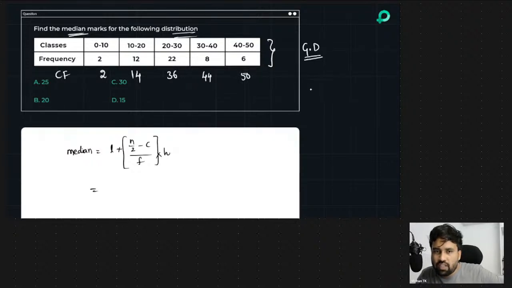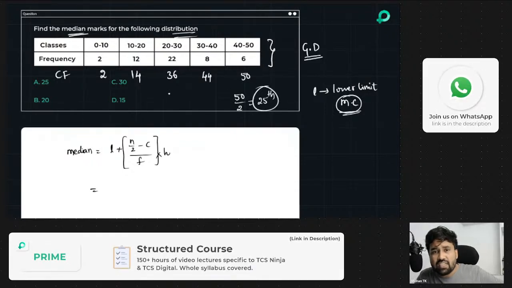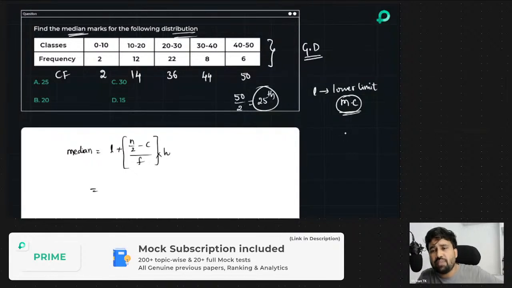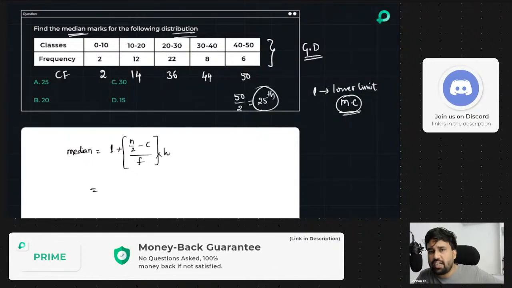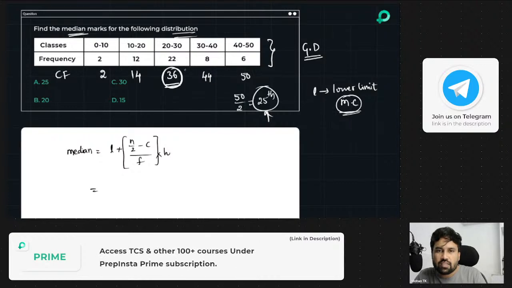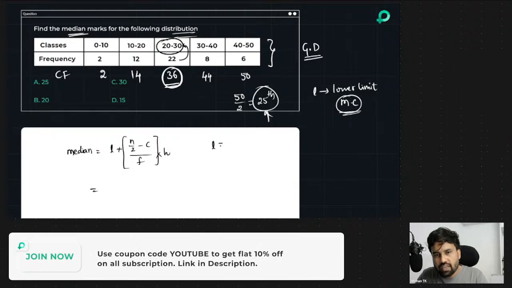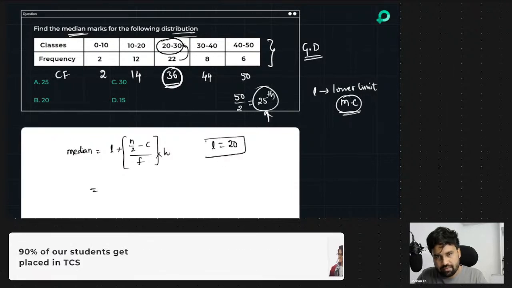So first, L is nothing but the lower limit of the median class. So first we need to find the median class. Median class is nothing but the class in which the 25th term, the sum of the frequencies divided by 2, is present. So just look here, in the cumulative frequency, the 25th term will be present at 36. So the corresponding class is called the median class. So L value is equal to the lower limit, which is 20.